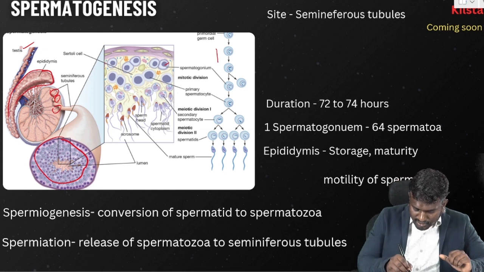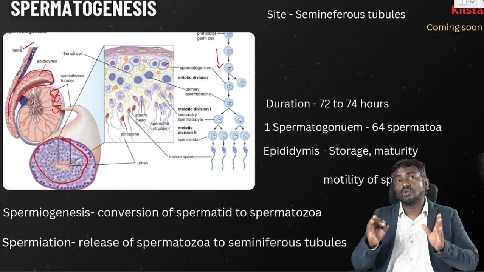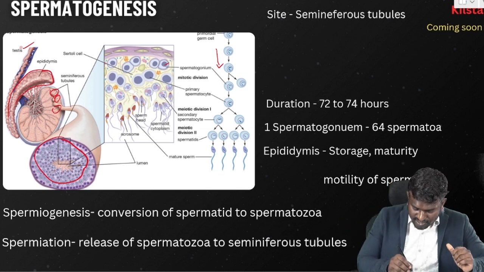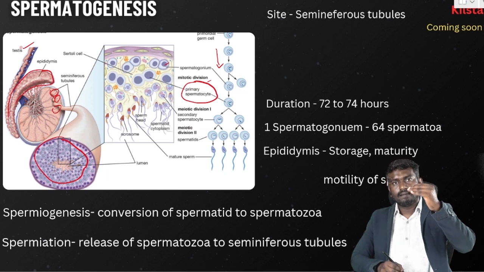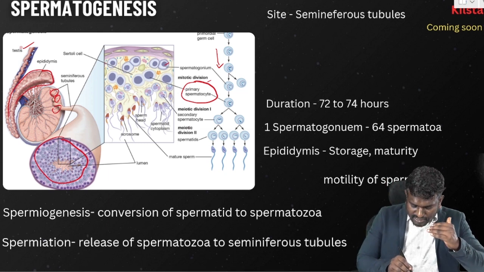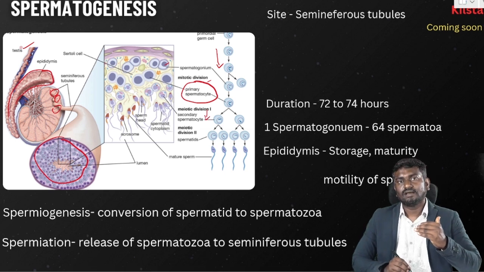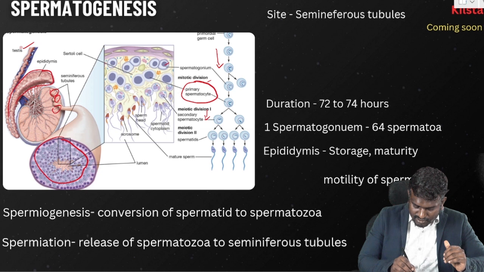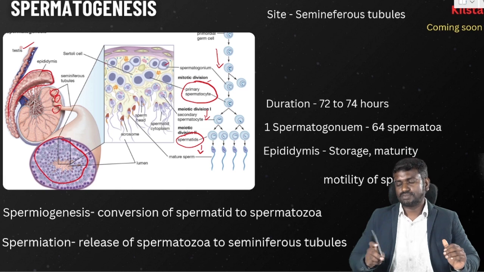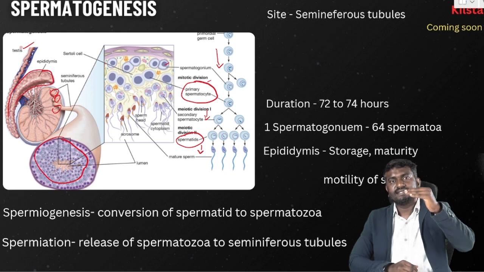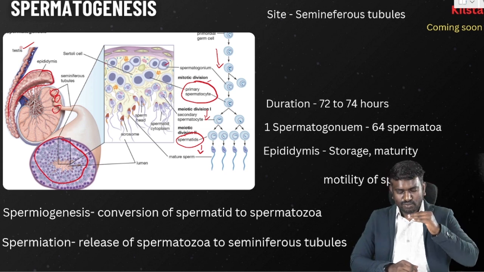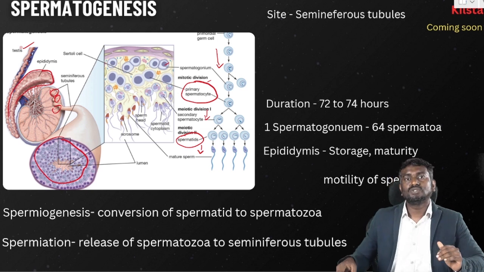The primordial germ cell gets converted into spermatogonium. From spermatogonium, it further undergoes mitotic divisions and becomes the primary spermatocyte. So first spermatogonium, primary spermatocyte, and then we have the secondary spermatocyte. Followed by the other meiotic division, there will be spermatids, and at the end we are going to have mature sperms. Let's repeat the process once again: spermatogonium, primary spermatocyte, secondary spermatocyte, then spermatids, and at last the mature sperm.